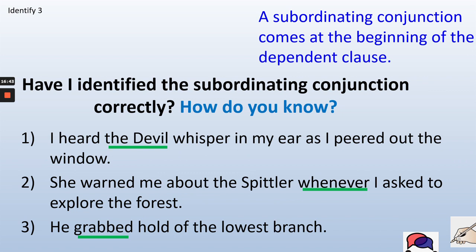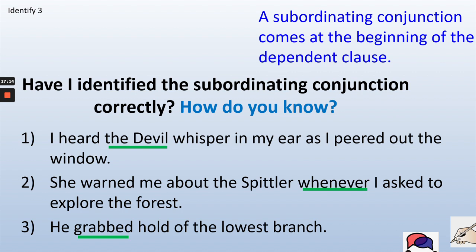Okay, have a go at this one. Have I identified the subordinating conjunction correctly? Have I underlined the subordinating conjunction that comes at the beginning of a dependent clause? Write down on the piece of paper in front of you 1, 2, and 3. Give it a tick if I have identified the subordinating conjunction correctly. Pause the video while you do that and press play when you're ready to check your answer.